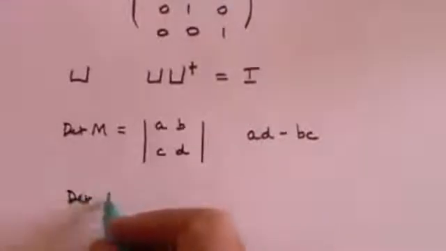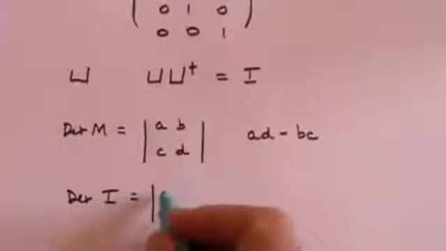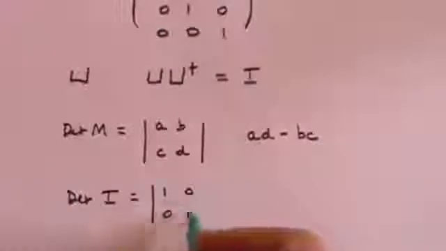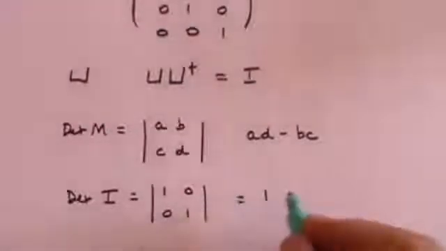And you can see immediately that the determinant of the identity matrix, which of course in this case would be 1, 0, 0, 1, would be 1 times 1 minus 0 times 0. The determinant of the identity matrix is 1.